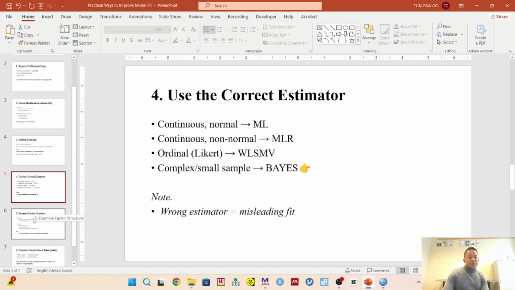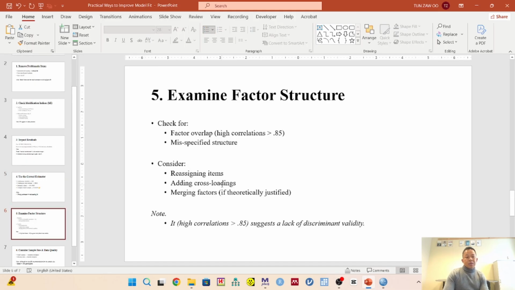And also, the sixth factor is that we should examine the factor structure. If some factors are highly correlated, greater than 0.85, it is a problem. It means the two factors represent the same concept, so we should restructure or modify the items. A higher correlation means a misspecified structure. We should reassign the items, add some cross-loadings, or merge or combine some factors, if theoretically justified. We should take care.